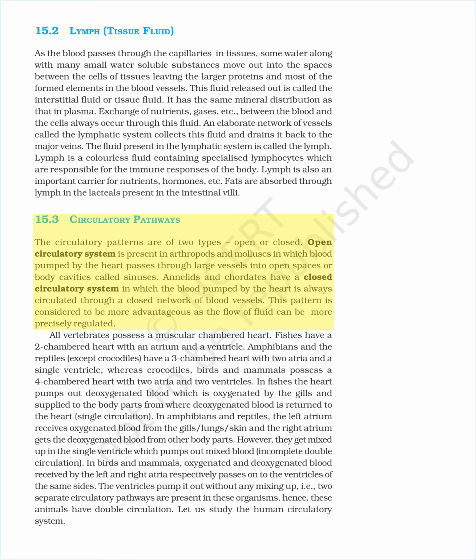15.3 Circulatory pathways. The circulatory patterns are of two types: open or closed. Open circulatory system is present in arthropods and mollusks, in which blood pumped by the heart passes through large vessels into open spaces or body cavities called sinuses. Annelids and chordates have a closed circulatory system in which the blood pumped by the heart is always circulated through a closed network of blood vessels. This pattern is considered to be more advantageous as the flow of fluid can be more precisely regulated.